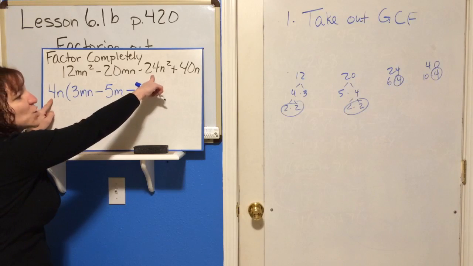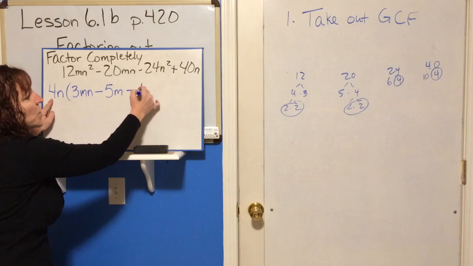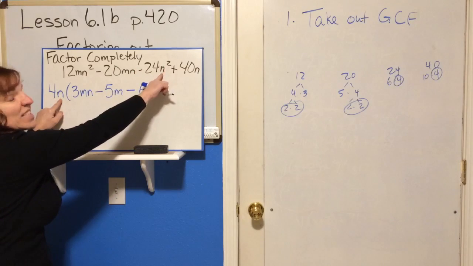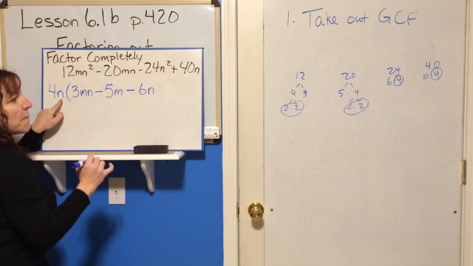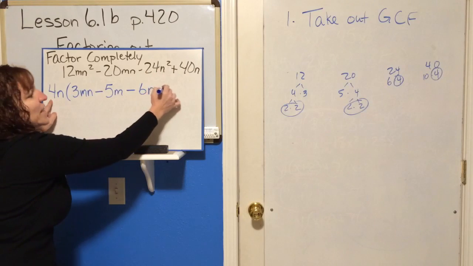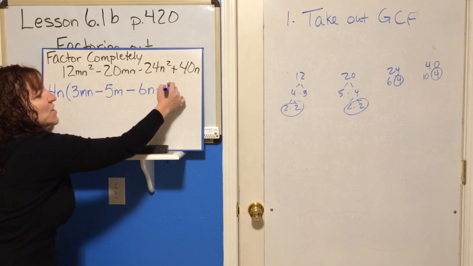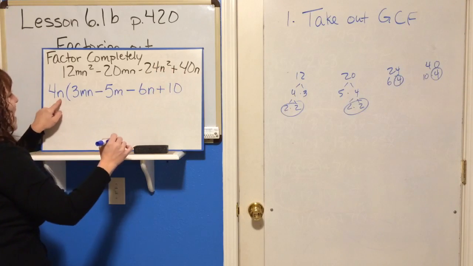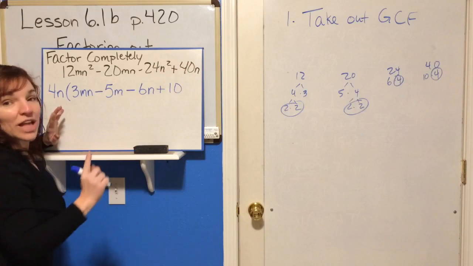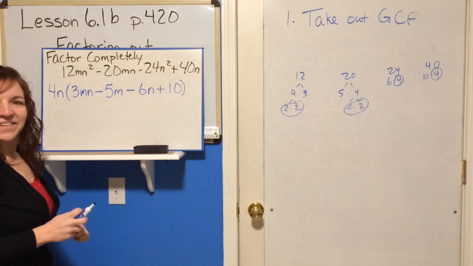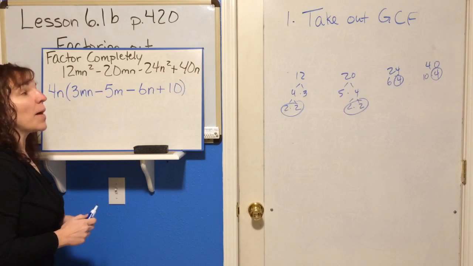4 times what is 24? Well, 4 times 6 is 24. I have an n out, but I have an n squared there, so I still have one more n. The sign is the same. Bring down the sign. 4 times 10 is 40. And I took an n out, so there's no letters left. So far, that's what I've got. Okay, so that's step one.